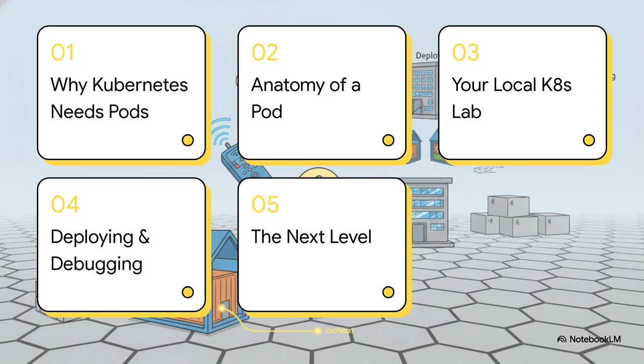Okay, let's just dive right in. Here's our game plan for today. First, we're going to talk about why Kubernetes even has this idea of a pod. Then we'll dissect one to see what it's made of. After that, we'll get our local labs set up, we'll deploy and then debug our very first app. And finally, we'll take a peek at what's next with deployments.